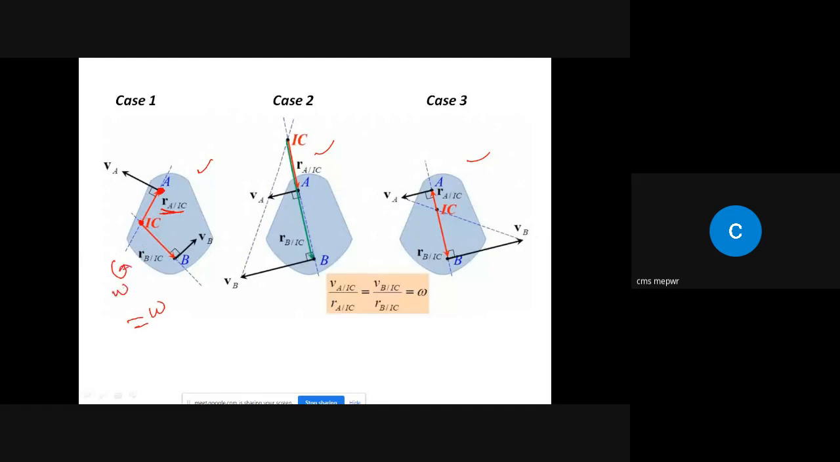Similarly, if you want to find out the linear velocity VB with respect to IC, its ratio with the position vector about the instantaneous center should also be equal to omega. So you see, this is equal to omega, and this is also equal to omega.